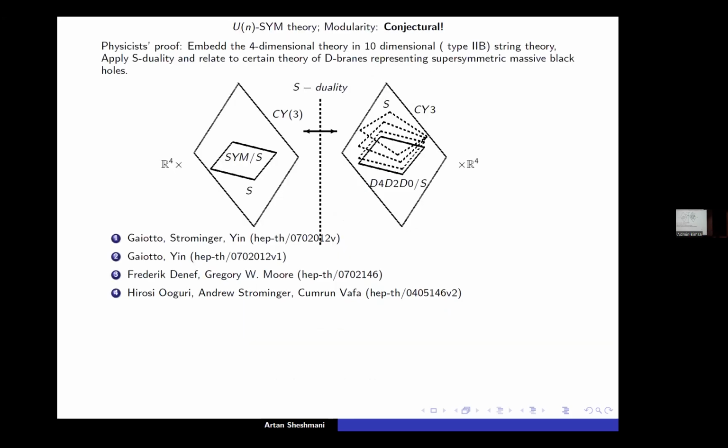This was conjectured by these physicists, Gaiotto, Strominger, Denef, Greg Moore. Some of them, their students are here. Oguri and Kamran Vafa. Calabi-Yau 3-fold, a surface in it, systems of points and curves on the surface. I want to count them and I want to prove modularity.